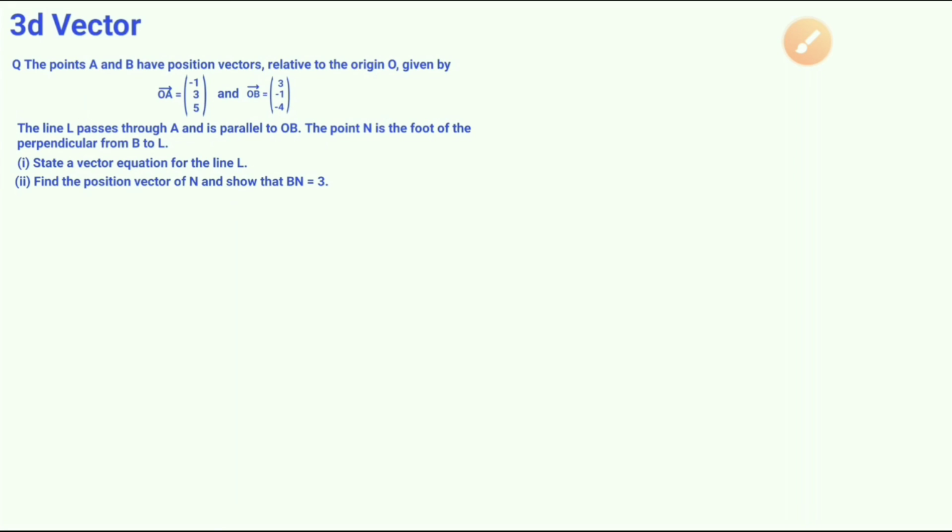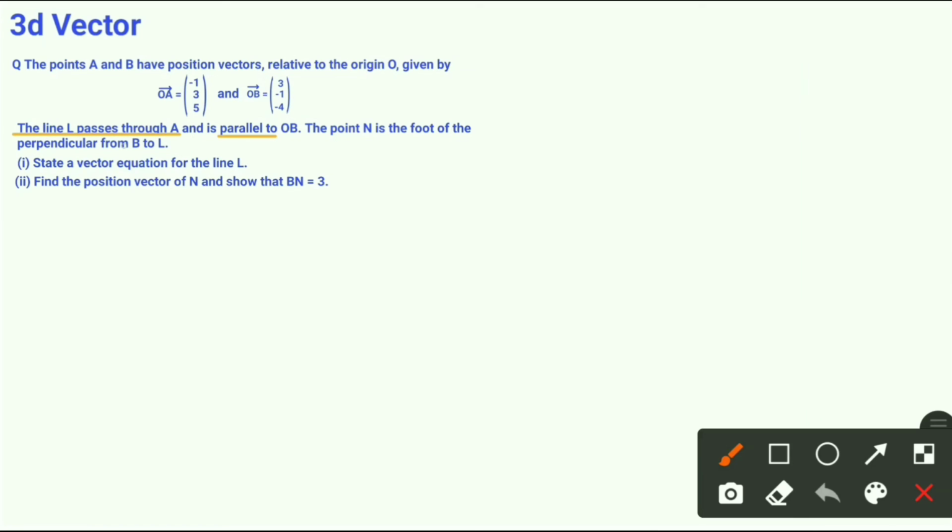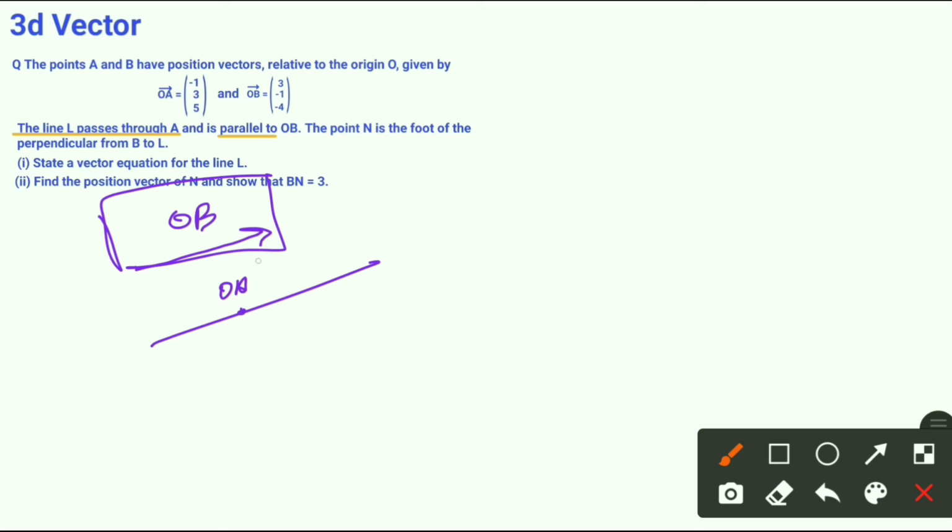Moving on, another question. The points A and B have position vectors relative to the origin O given by this. The line L passes through A and is parallel to OB. The point N is the foot of the perpendicular from B to L. This is what we are dealing with. This is the line L passing through A, and it is parallel to OB. So we can take OB as a direction vector since they both are going in the same direction, and we can take OA as a position vector.